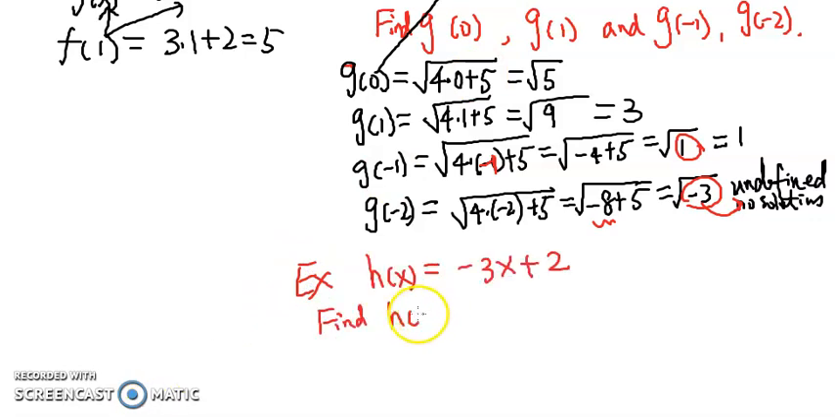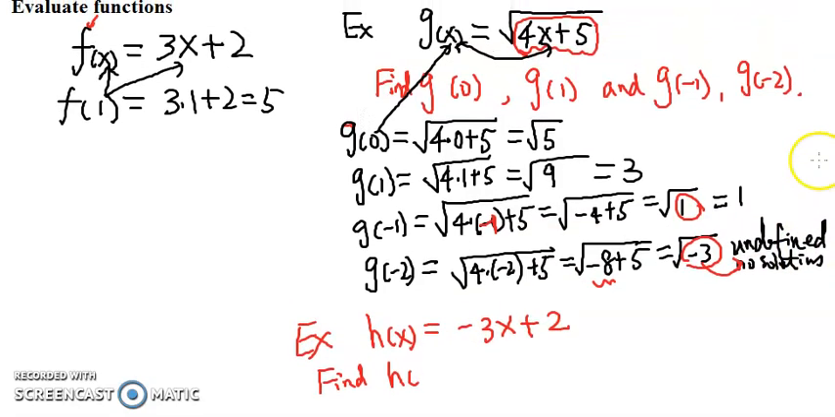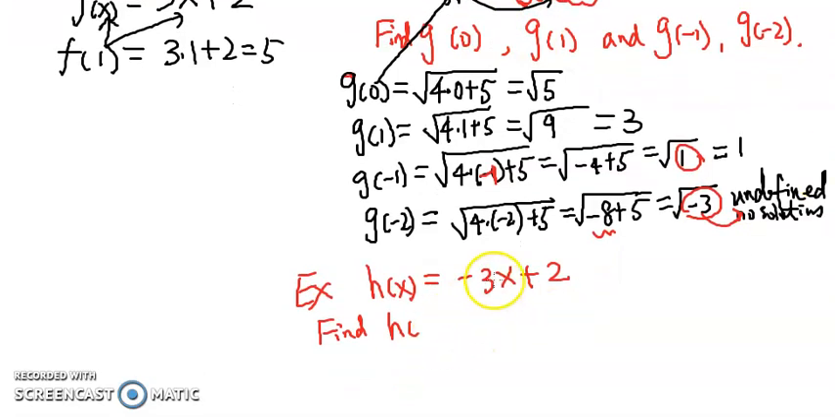All right, in this case, I have a linear function. There's no square root, there's no division, which means the domain is going to be all real numbers. You can plug in anything. In the previous example, it's a square root function, and you have to make sure the number you plug in will not make 4x plus 5 negative. But in this one, the only operations we have are multiplication and addition. We can do multiplication and addition with any number.